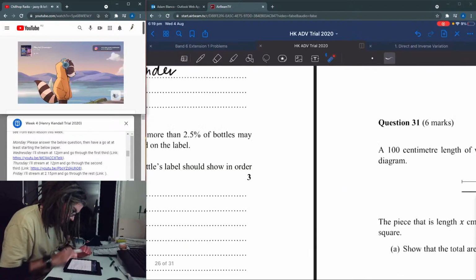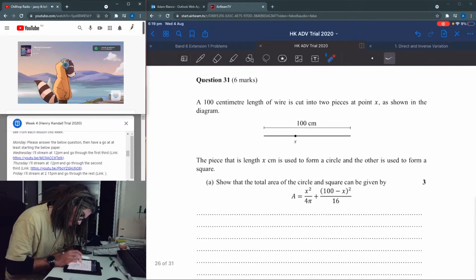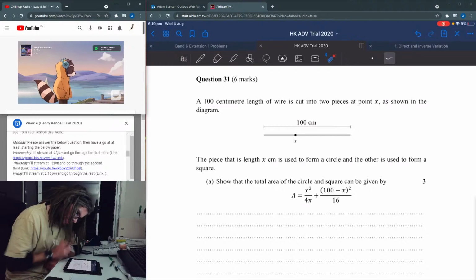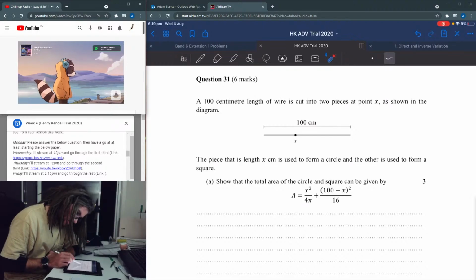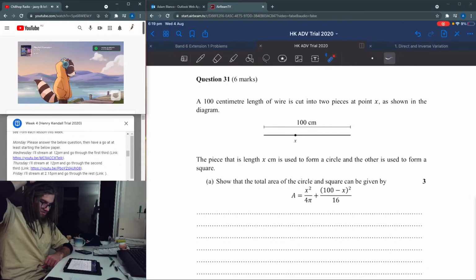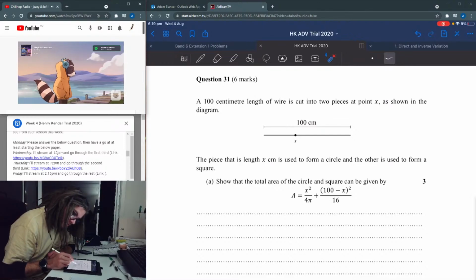Okay. A 100 centimeter length of wire is cut into 2 pieces at point X as shown in the diagram. The piece that is length X is used to form a circle, and the other is used to form a square. Show that the total area of a circle and square can be given by that. What the hell?